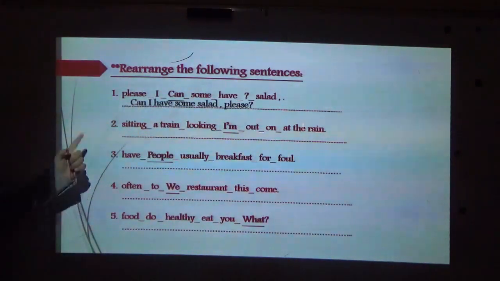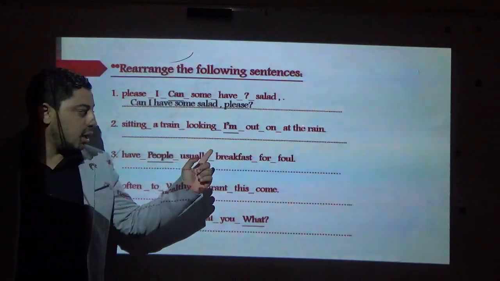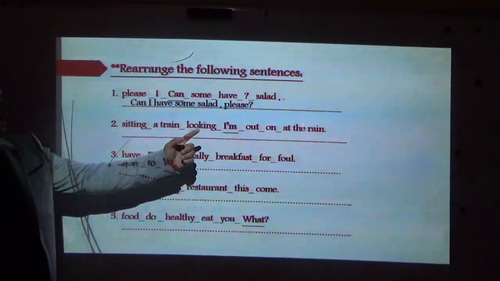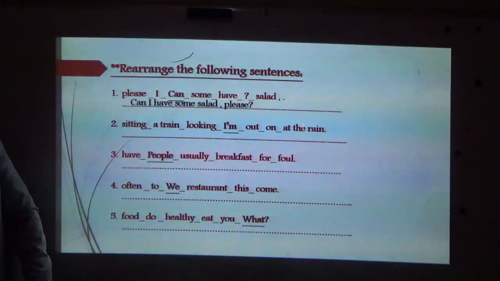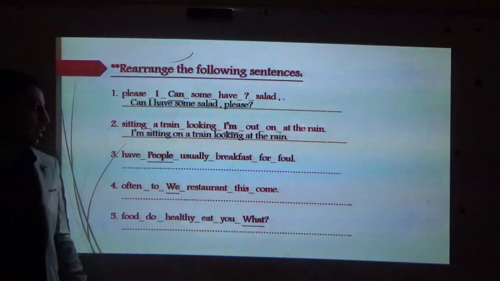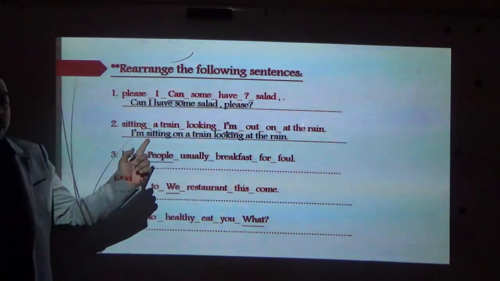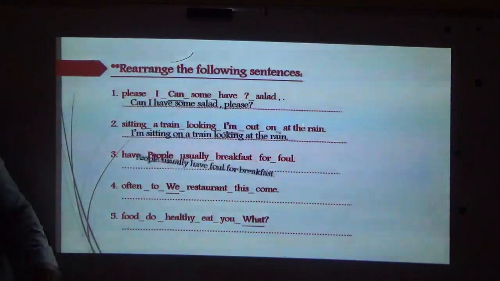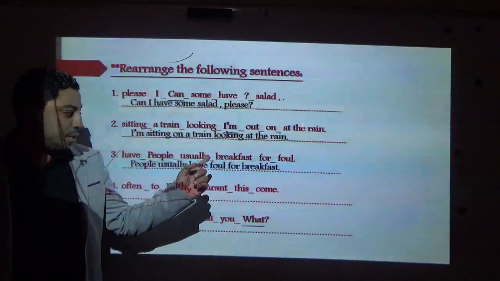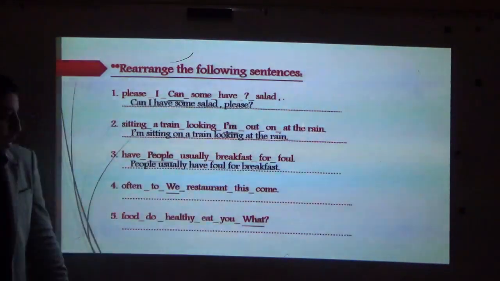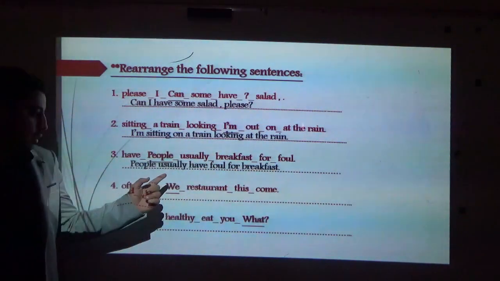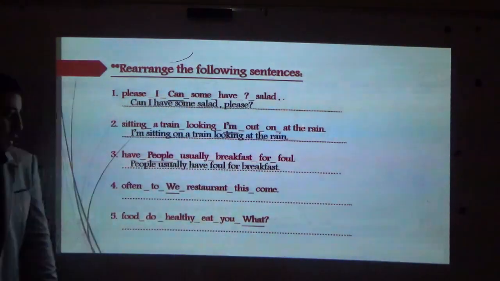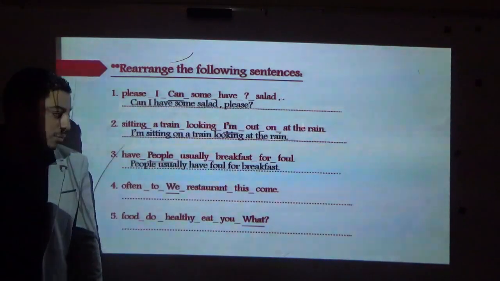Number 2, sitting, a train, looking, I am, out, on, at the rain. So we are going to start with I am. Yes, very good. I am sitting on a train looking at the rain. Yes. Next, have, people, usually, breakfast, for, food. Yes, people usually have food for breakfast. People usually have food for breakfast.